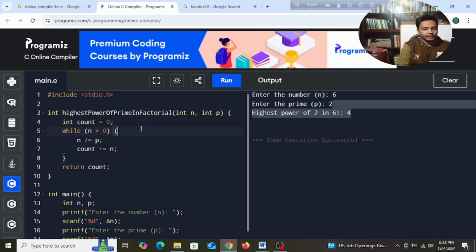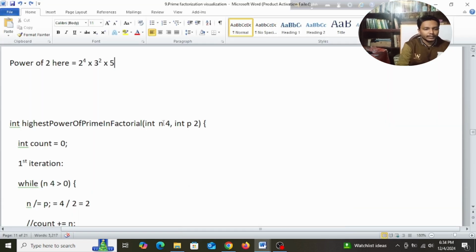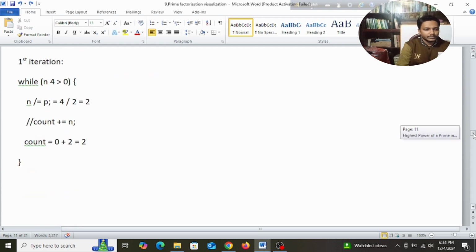So in the beginning, count is 0, guys. While n is greater than 0, let's say for this one we're considering 4. So for 4, n is greater than 0, so this is true. And n equals n divided by p. What is p here, guys? p is 2, the prime number. So 4 divided by 2 would be 2. Now count would be increased: count equals count plus n. In the beginning count is 0, and n is 2. So 0 plus 2 equals 2.